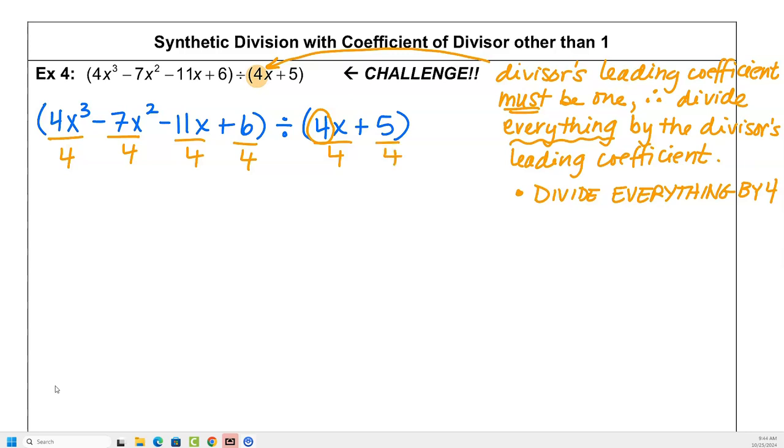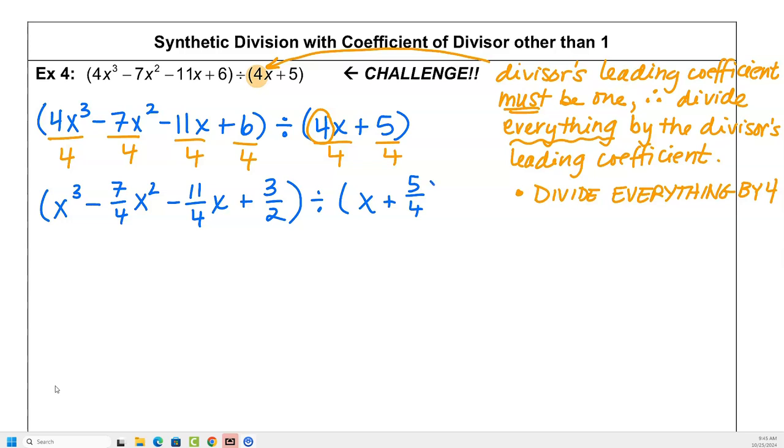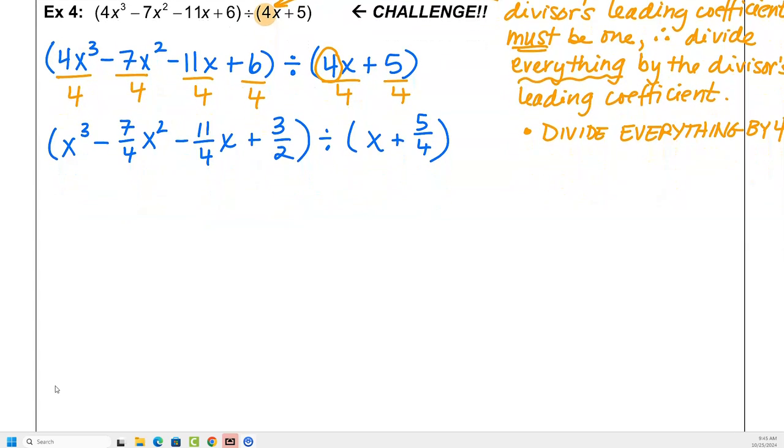So the simplified equation now is this. x to the third minus 7/4 x to the second minus 11/4 x plus 6/4, that reduces to 3/2, divided by, and now we have x plus 5/4. Boo, right? But now I do have a leading coefficient of 1 in my divisor. Do you guys see that? So that does mean I can do the synthetic division.